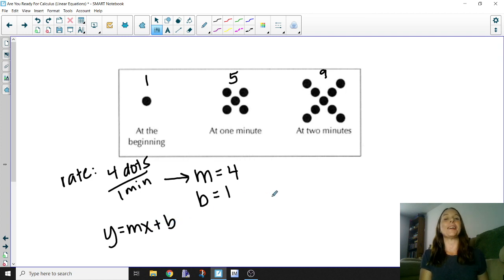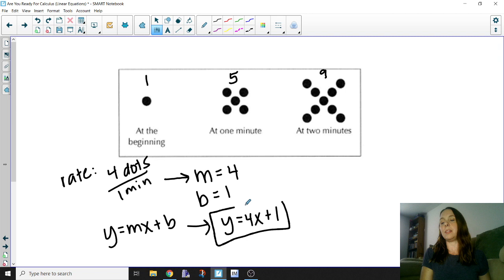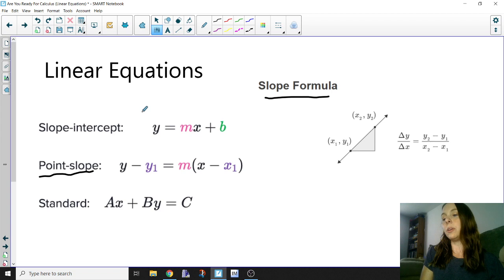It's like all we talk about in Algebra 1, right? Okay, and so the equation that goes along with this situation is y equals 4x plus 1. And there we have a linear equation to describe the growing dots problem. Okay, this linear equation is in what is called slope-intercept form because you can see the slope and the y-intercept in the equation. However, like I said, we're going to be using point slope form a lot in my class.